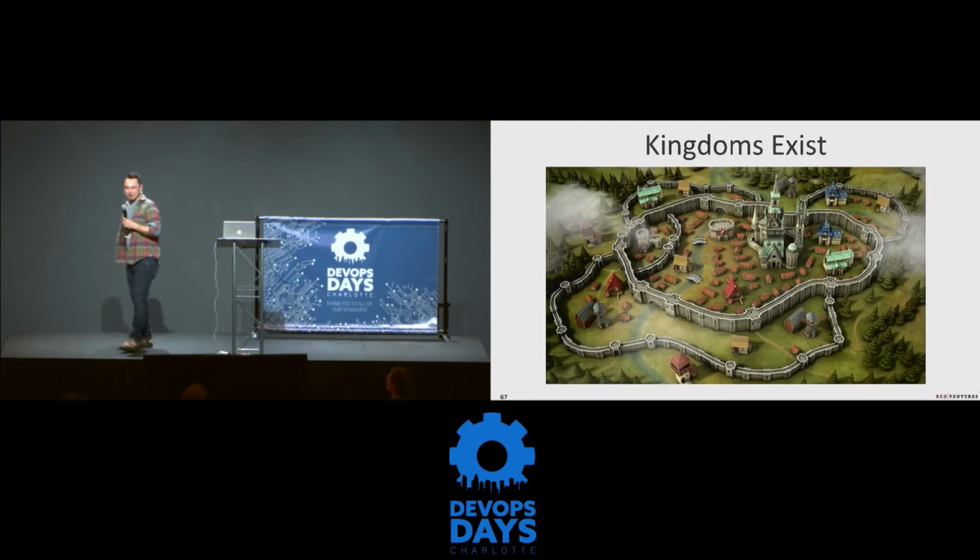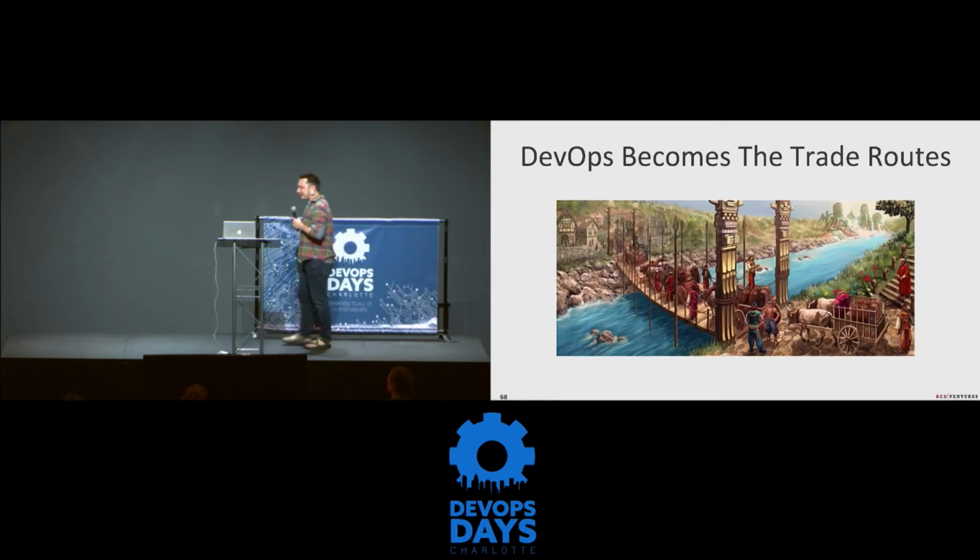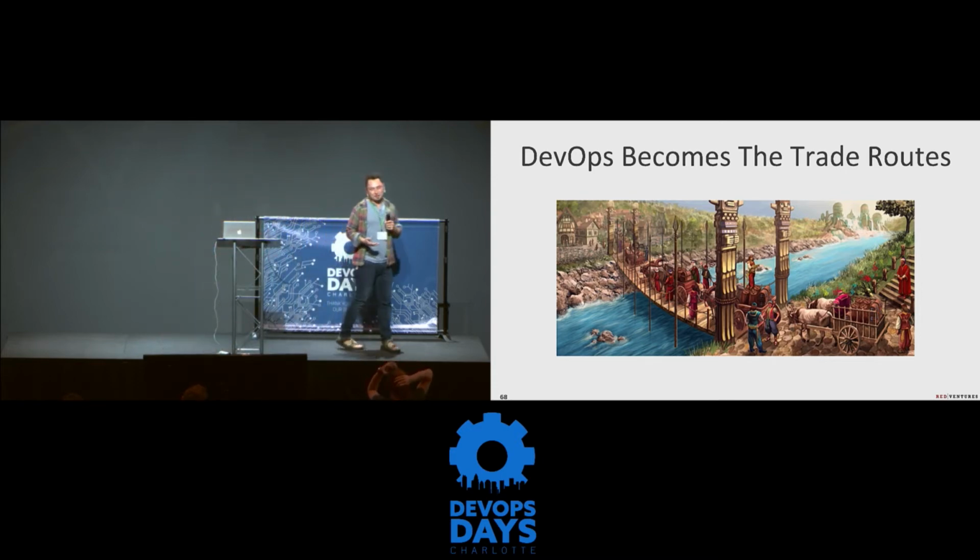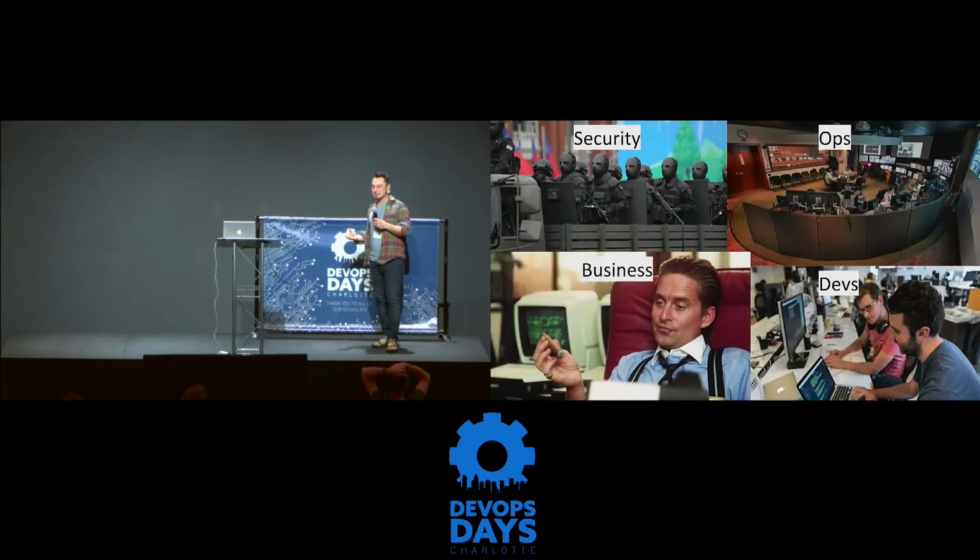Kingdoms are a reality, whether we like it or not. This could be various groups, various interests within the organization. They have their own desires, they're diverse, and we need to open them up so that we can collaborate with them. Trade routes are DevOps. And trade routes are things like software artifacts, metrics, processes, all of the things that we need to do to interact with these other kingdoms. And our job moving forward as a DevOps practitioner is to open these up.